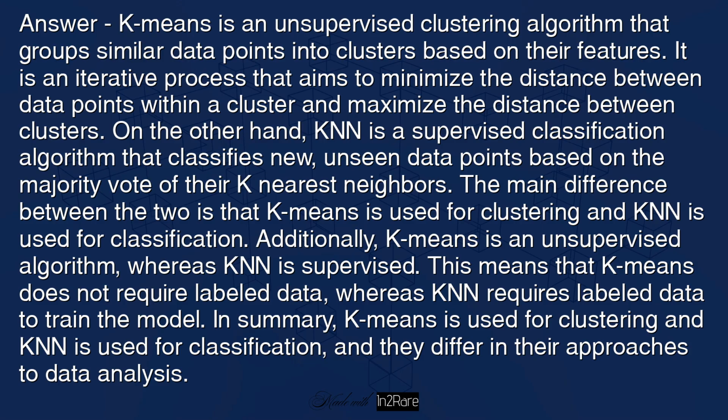The main difference between the two is that K-means is used for clustering and KNN is used for classification. Additionally, K-means is an unsupervised algorithm, whereas KNN is supervised. This means that K-means does not require labeled data, whereas KNN requires labeled data to train the model. In summary, K-means is used for clustering and KNN is used for classification, and they differ in their approaches to data analysis.